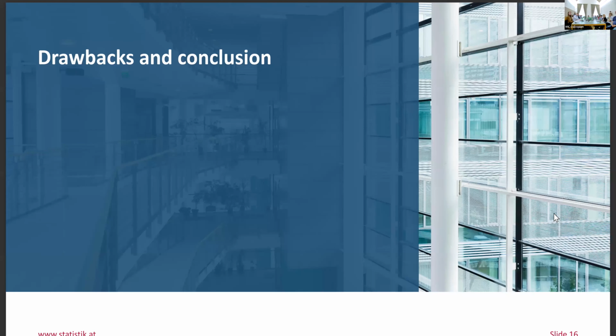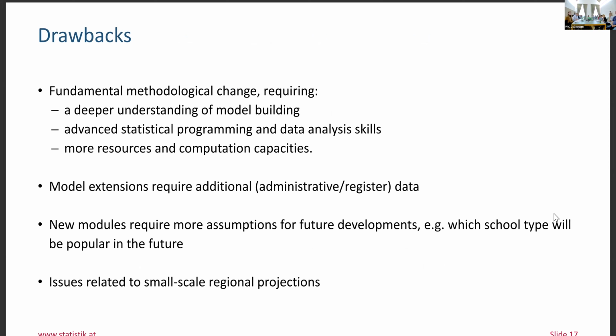Some drawbacks of the methods. Moving from the cohort-component method to a microsimulation represents a fundamental change in the way a population projection is computed. It requires deeper understanding of model building, as well as more advanced statistical programming and data analysis skills. In short, more resources and computation capacities are necessary.